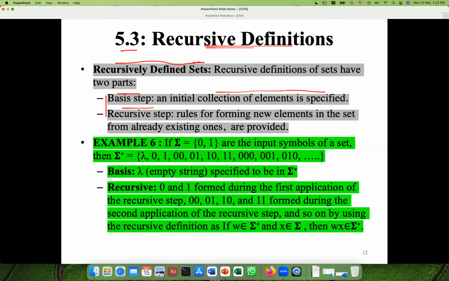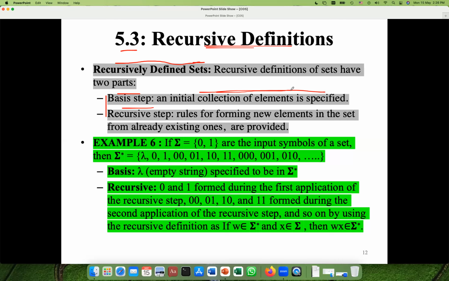Anyhow, here the basis step is that the initial collection of elements is specified. So for the set, the initial elements will be specified. Specified means they will be described in the basis step. You have to write the initial elements in this basis step. And this understanding will be clear when we see the example.